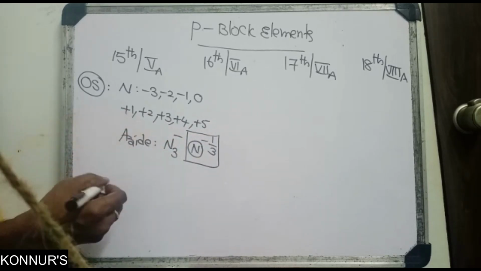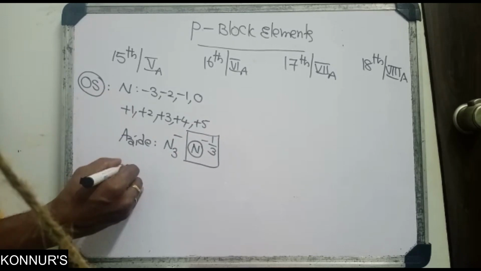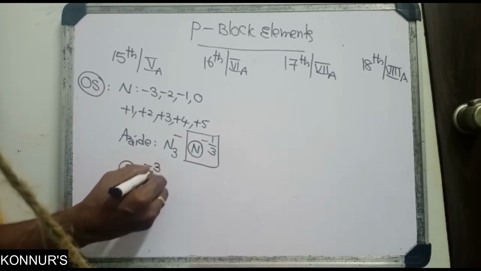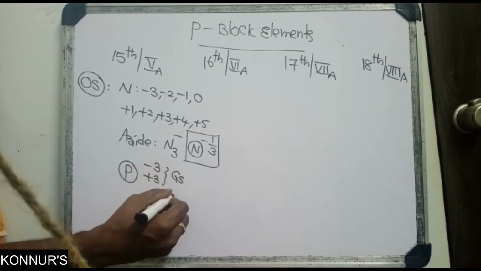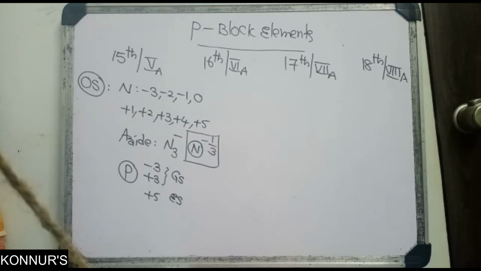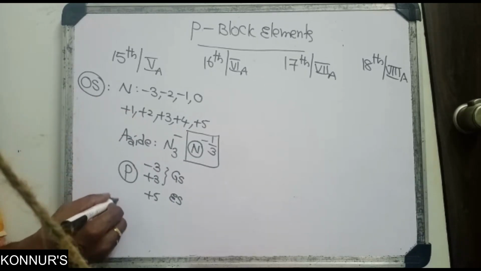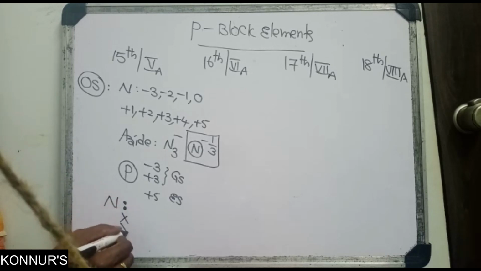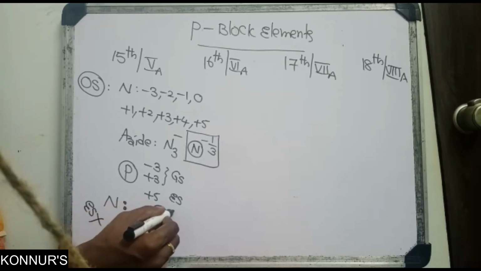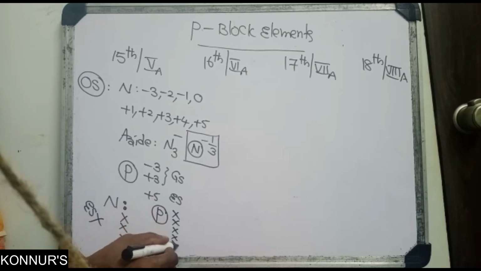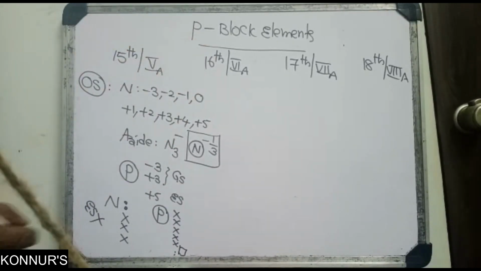Next, phosphorus. Phosphorus shows -3, +3, +5. This is ground state. This is excited state. See, for nitrogen you can write one lone pair and 3 single electrons, compulsory lone pair, because there is no excited state. Suppose you take phosphorus, you can write 5 single electrons, so many empty boxes. So you can write. Next, you come to 16th.